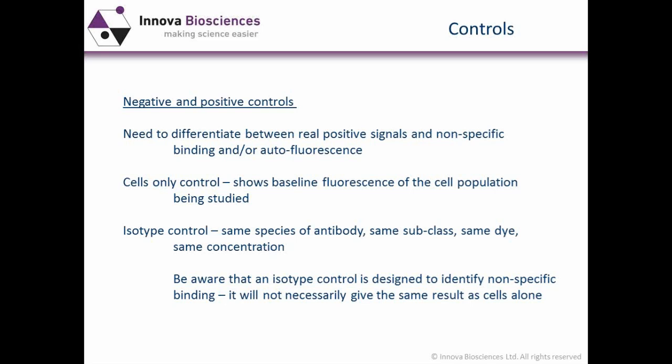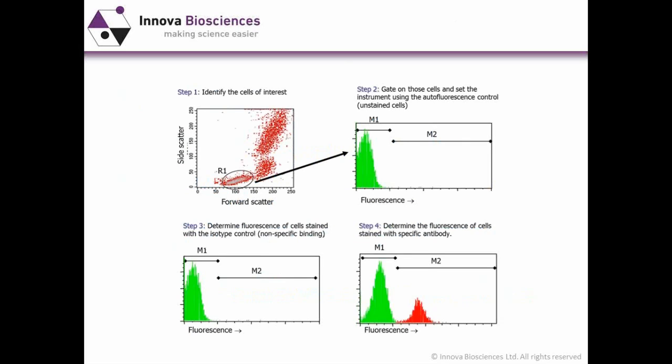This is the control doing exactly what it's meant to do. And in some cases people say, I'm getting a very high result with my isotype control, and that really is identifying a specific nature of that cell sample that you need to be aware of. So if you look at this set of figures, you will see a couple of these controls, in this case not showing a great deal of difference.